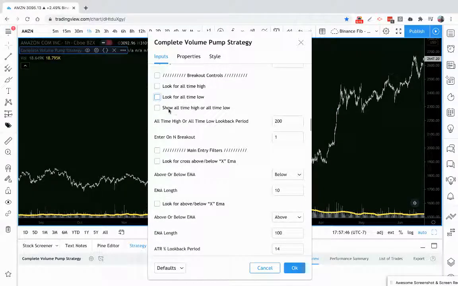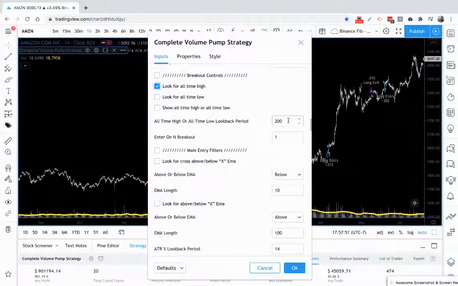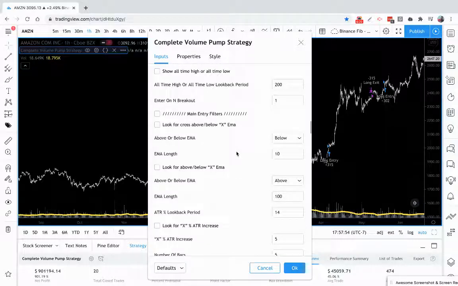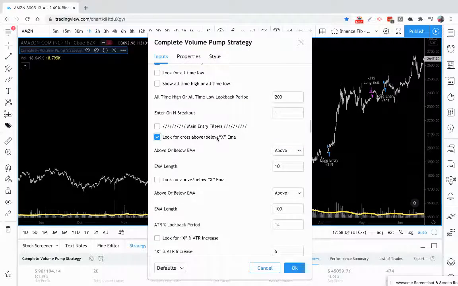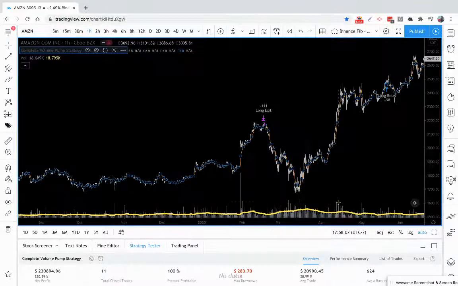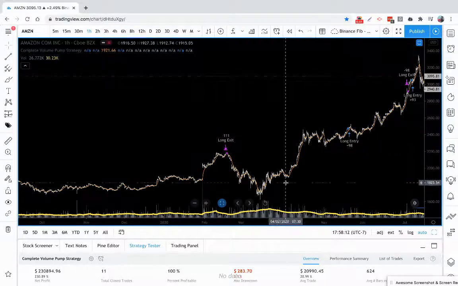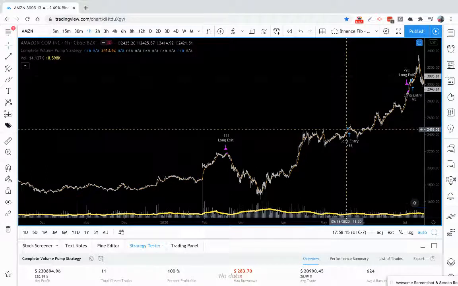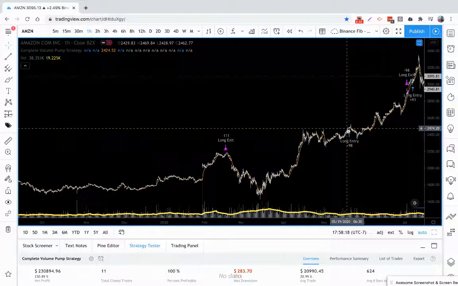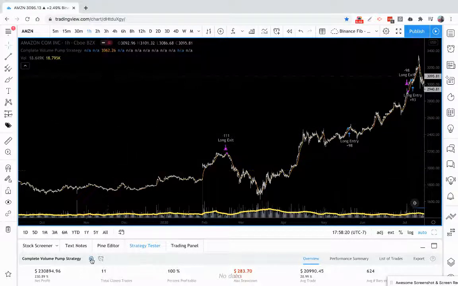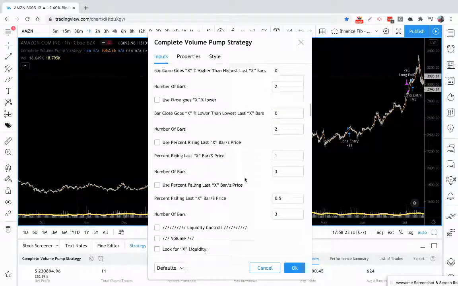Okay, main entry filters. Actually, let's do this. So we're going to look for breakouts that are higher than the last 200 bars, and we want to use some filters on this. Let's say we want to look for ones that have just recently crossed above a certain EMA. So we want to look for a cross above or below the EMA. So here we go. Here we have an example of a breakout that crossed above the 10 EMA, and it was also a breakout of the last 200 bars. So that's an example right there of that as the main filter.